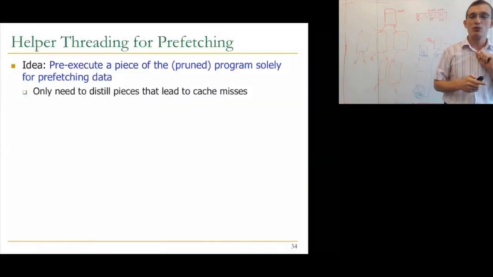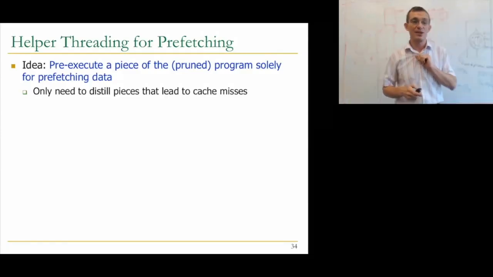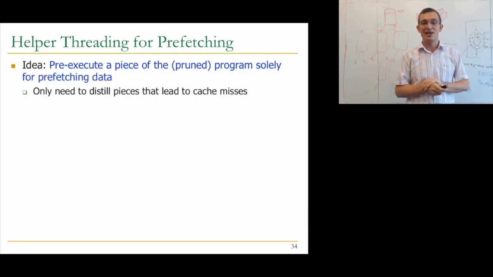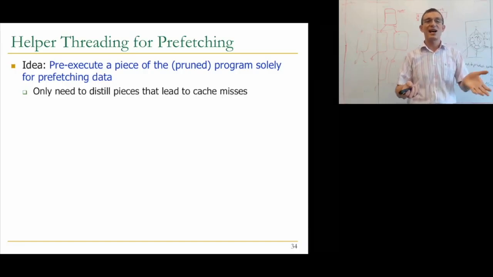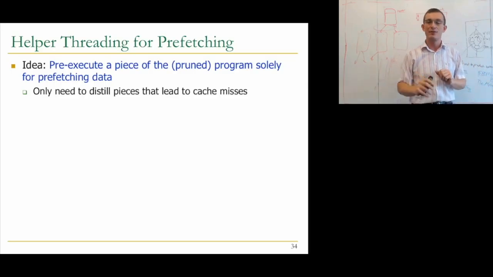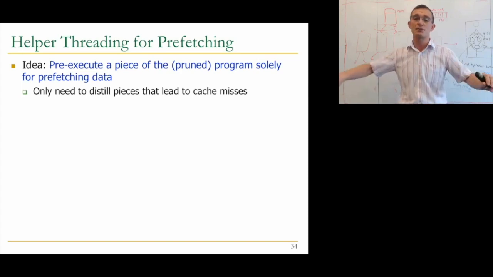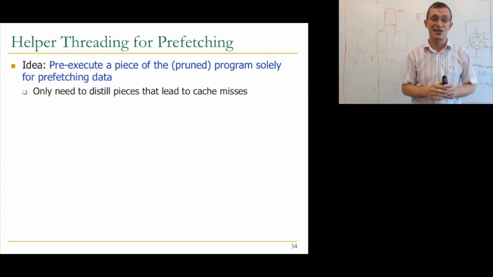Okay, let's move on to another speculative parallelization mechanism, which is helper threading for prefetching. And we've looked at this idea in 447 actually. But the basic idea is to pre-execute a piece of the program solely for prefetching data. Before, it was not solely for prefetching data. The multiscalar actually chops up the program and tries to merge the results in the end, right?